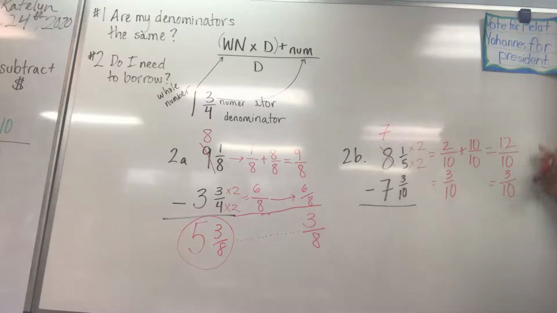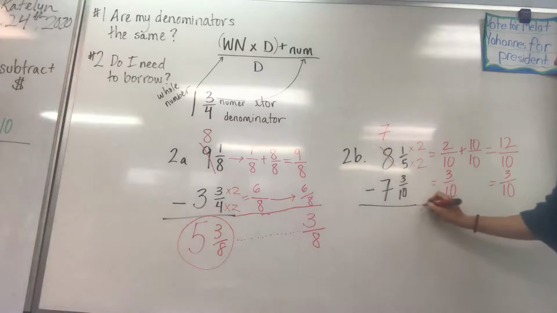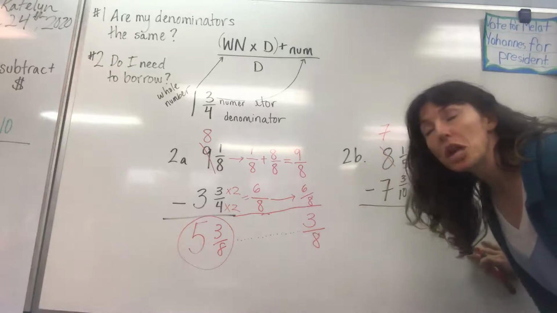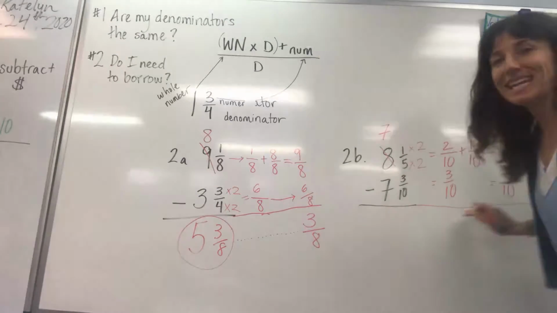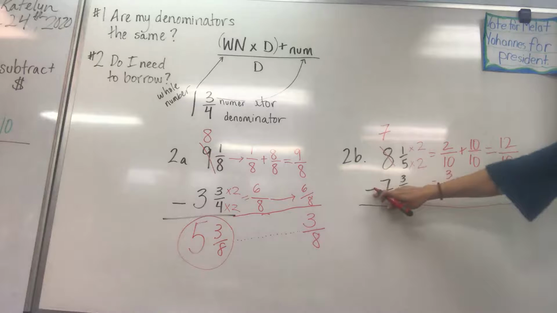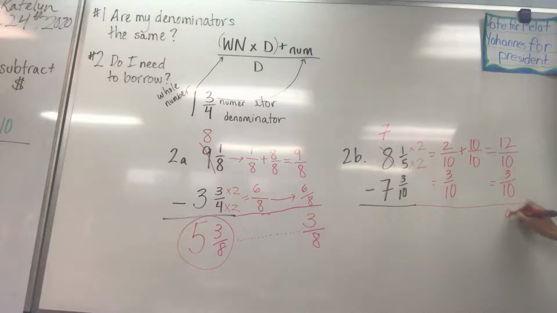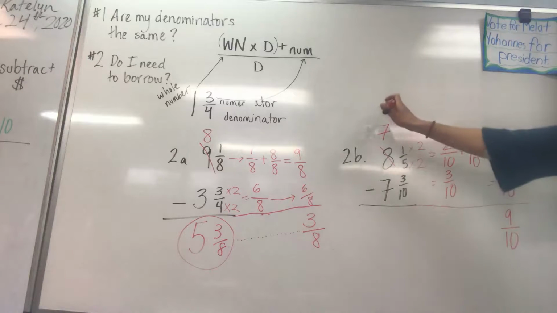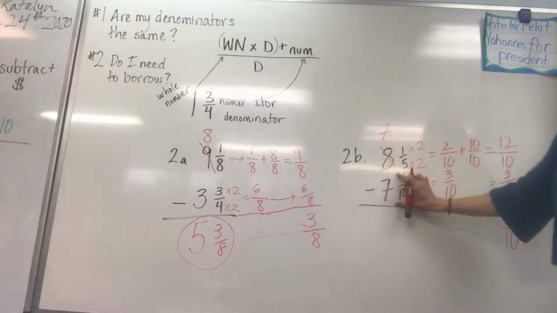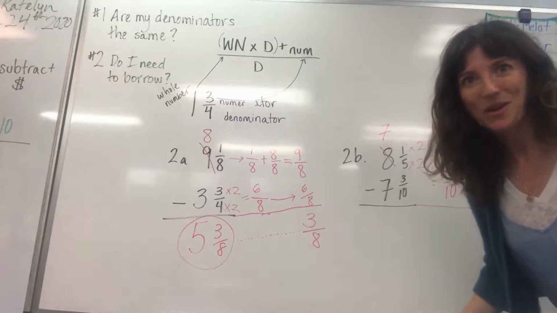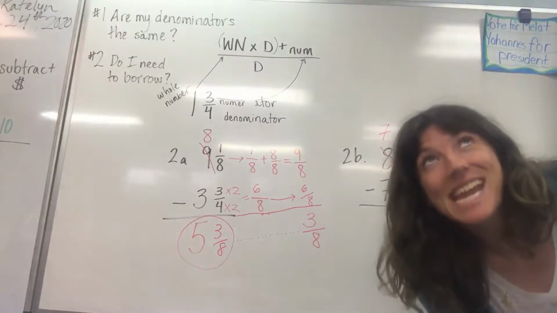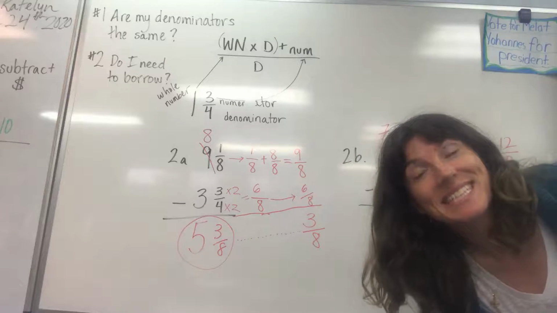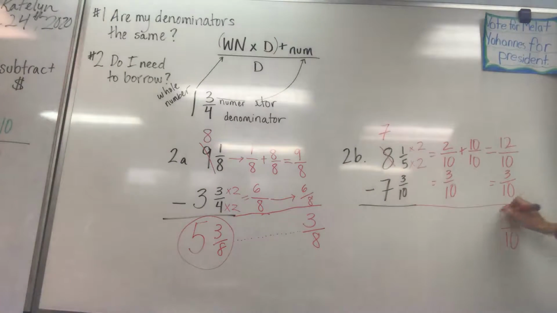Remember, this is the minuend fraction. This is the subtrahend fraction. I make a big line like this. Okay, 12 minus 3 is 9 over 10. You bring your denominator down. Then you check your whole numbers. 7 minus 7 is 0. And then you check your fraction. 9 over 10. Can we reduce that? I don't think so. So I think we're done!